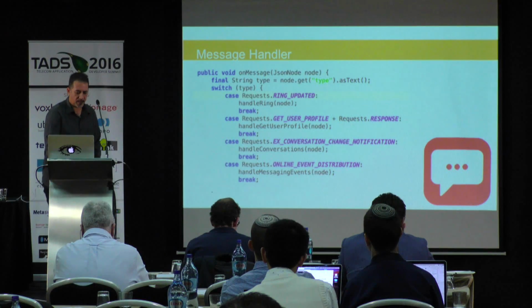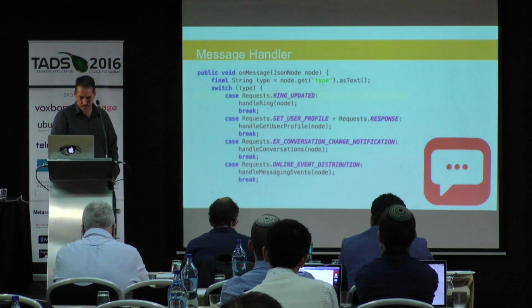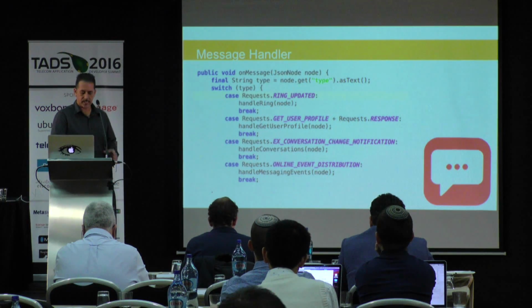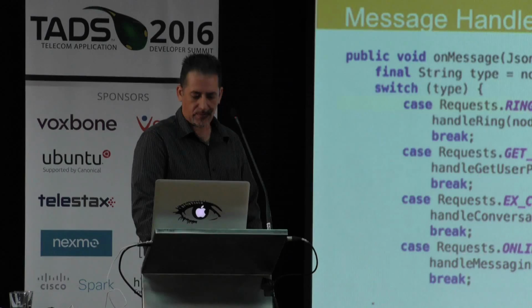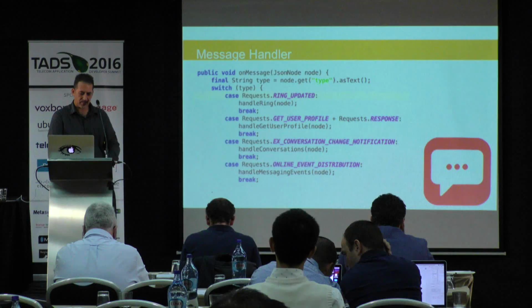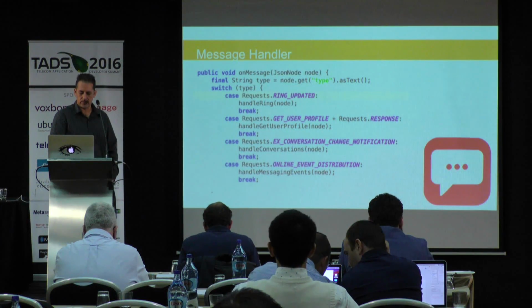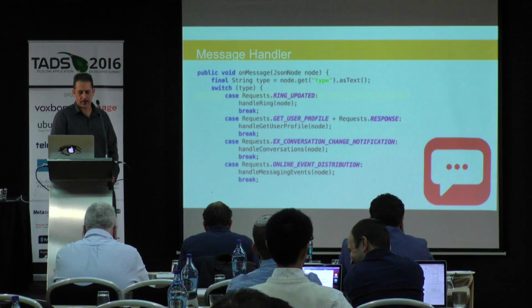Now, this is a message handler. In this proof of concept, I only handled the four messages I needed. So we've got a ring updated, which is the status of the ring. Then it accepts or rejects. We got the user profile here, and the conversation notifications, and the online events. So I'll not dive into the specific logic, but this is the main thing we need to implement in order to start getting all the events.